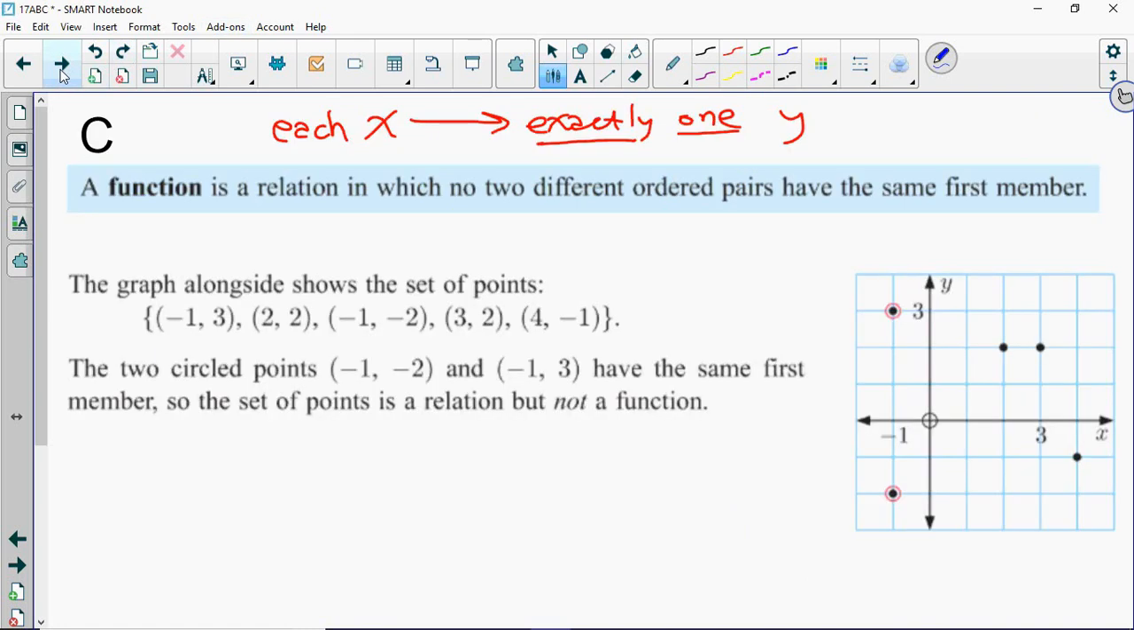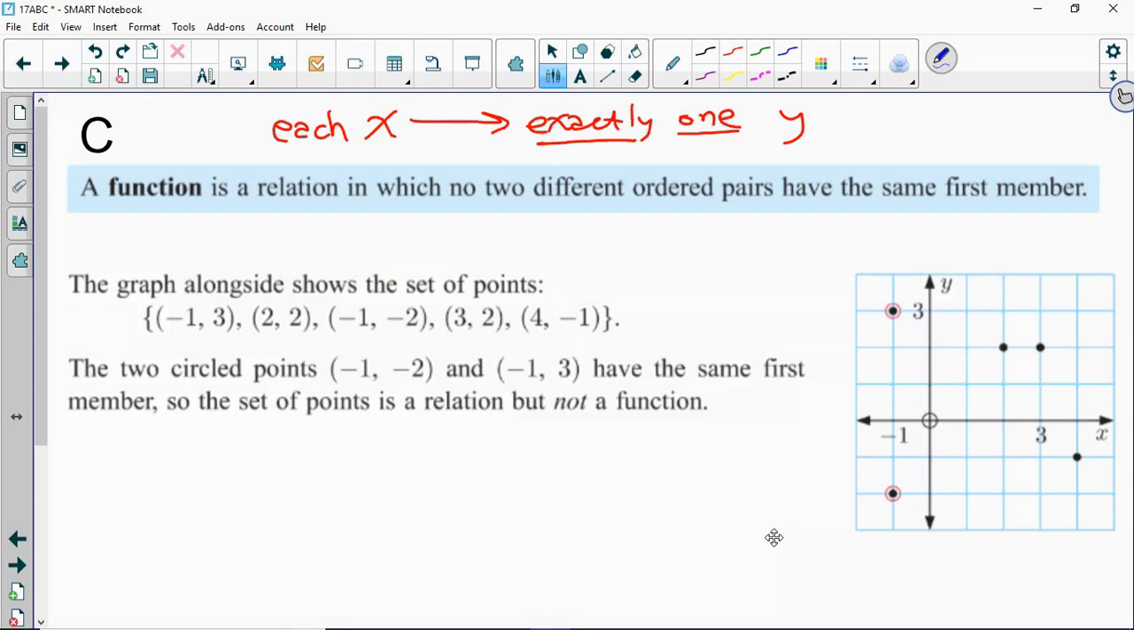I hate the book's definition. They say a function is a relation, which is true. A function is a very special type of relation. But they go on to say it's a relation in which no two different ordered pairs have the same first member. I find that to be very confusing. So here's how I would say it. A function is a relation in which, as I've written above, each x value is paired up with exactly one y value. No x value gets paired up with more than one y value.